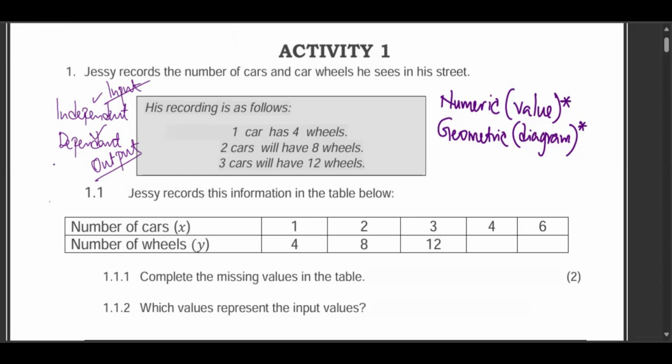All right, let's look at this table that we have here. This is a sequence. Complete the missing values in the table. How do you complete the missing values? First and foremost, let's look at the scenario. Someone records the number of cars and car wheels he sees in his street. One car has 4 wheels, then 2 cars have 8, 3 cars have 12. So in that manner, 1 has 4, 2 has 8, then 3 has 12.